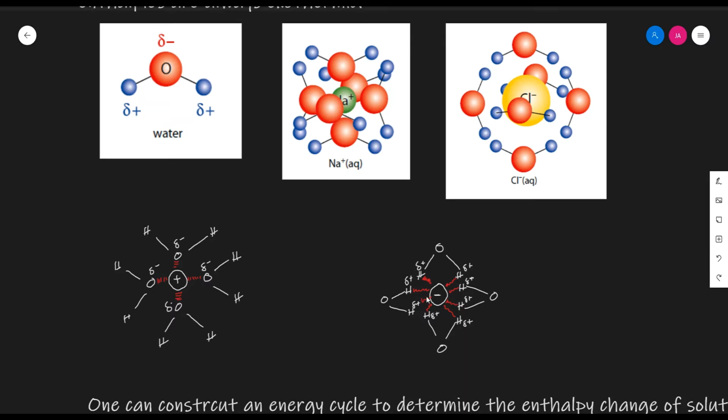On the other hand, if it were a negative ion, the partially positive hydrogen atoms in the water molecule can solvate the negative ion and form ion dipole forces of attraction, which would stabilize the ion in solution. As shown here, the chloride ion forms ion dipole interactions with the partially positive hydrogen atoms of the water molecule.